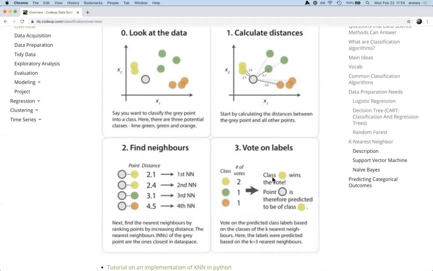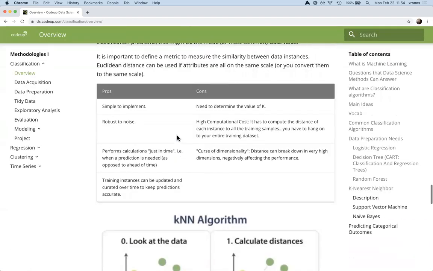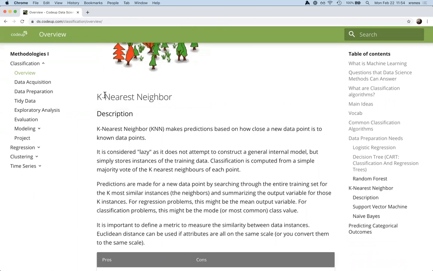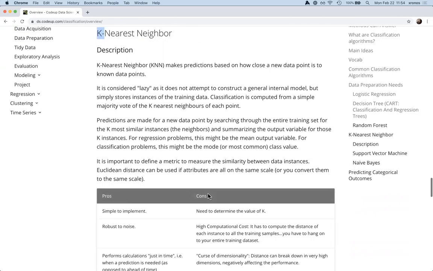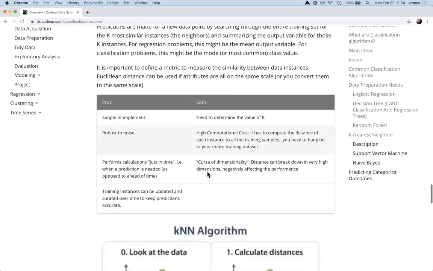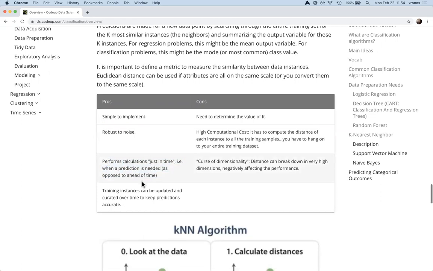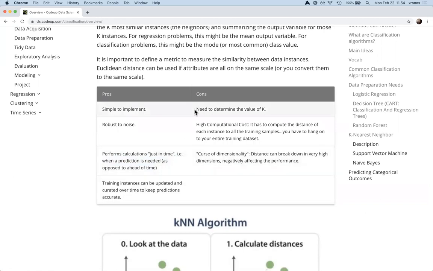The k here is part of the name in k nearest neighbors, but it's also something called a hyperparameter, where we can set that nearest neighbors to be 2 or 3 or 4. We can control that. That's not something that's coming from the model itself. So k nearest neighbors is very simple to implement. It's robust to noise, and performs calculations just in time, which is a good thing. The con is there's no magic value of k. We have to come up with that one.